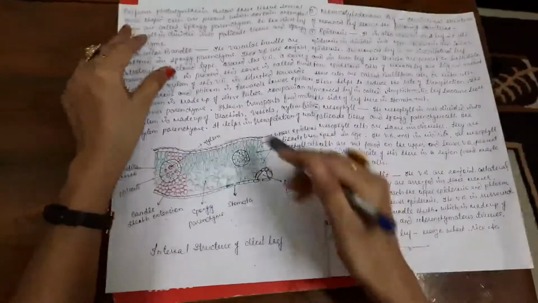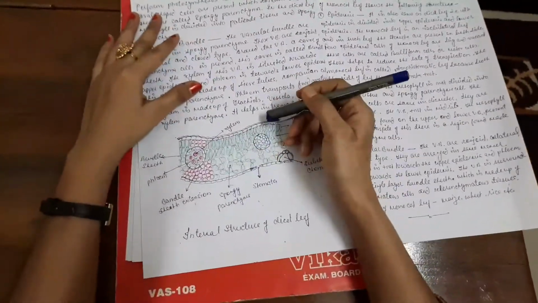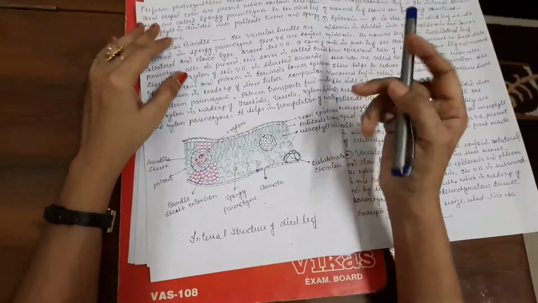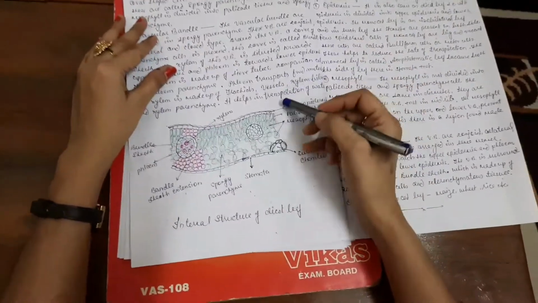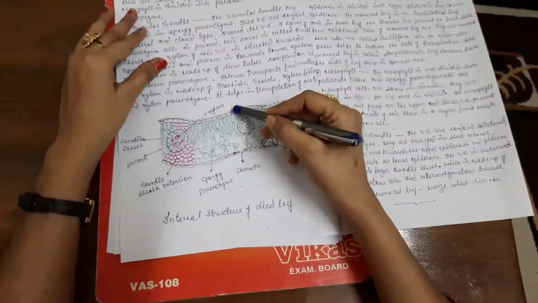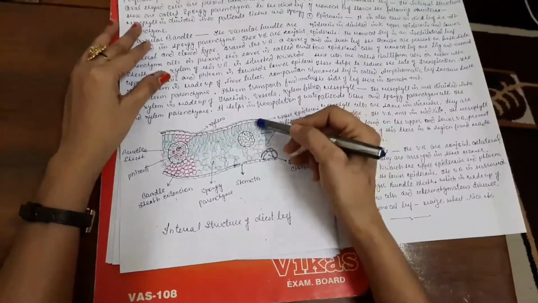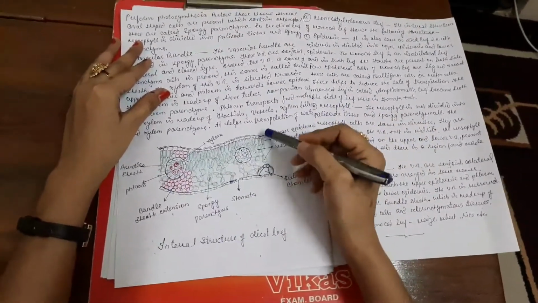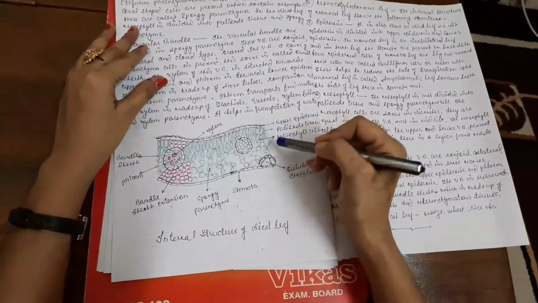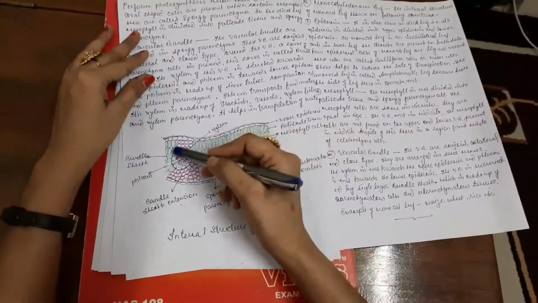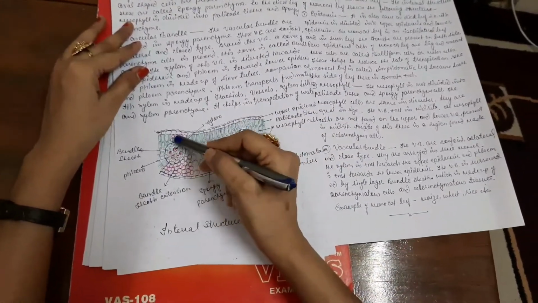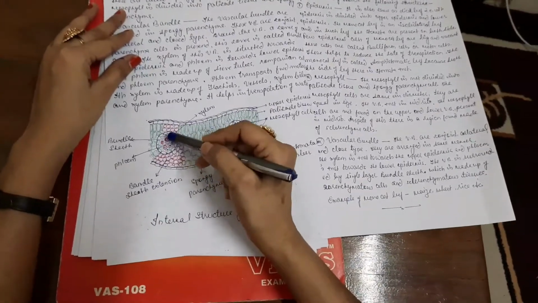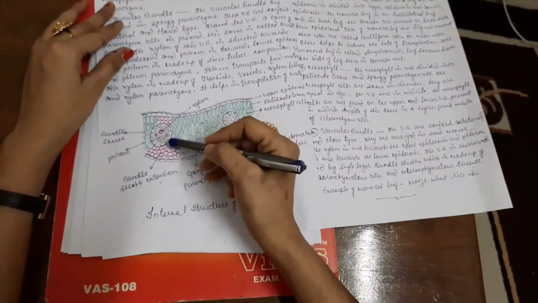Here I have shown the structure of dicot leaf, the internal structure of dicot leaf. Here is the upper epidermis, the upper epidermal layer. This layer is mesophyll cells made up of two types of cell, palisade cell and spongy parenchyma. This is the bundle sheath. Inside the bundle sheath, xylem and phloem are present.